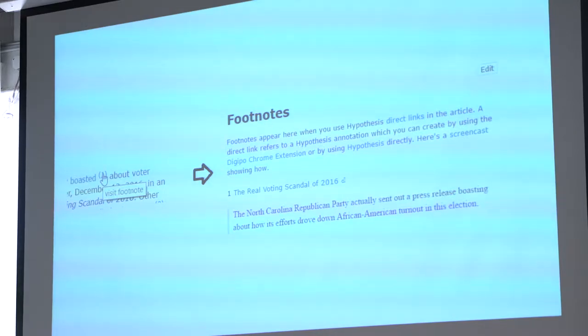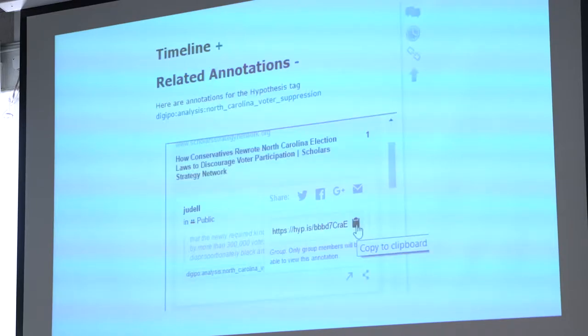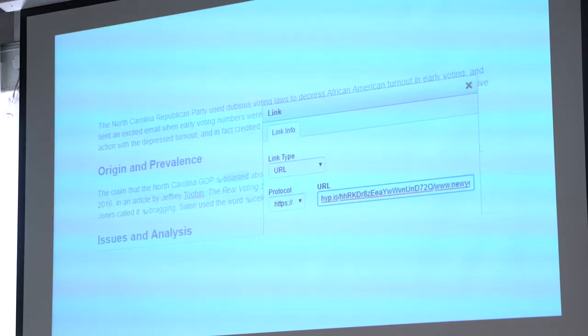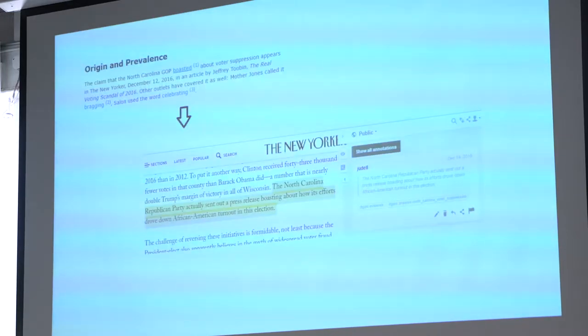So once you've gathered all your raw material into the related annotations bucket, and maybe organized some of it on the timeline, you want to weave the most pertinent references into the analysis you're writing. So to do that, you find the annotation that you gathered in our annotation viewer here that's embedded. Use a copy to clipboard function to copy the what we call direct link, and wrap it around some text in the article. And now when you refresh the page, here's what you get. So there's really two things happening here. The link on the word boasted is a straight up hypothesis direct link.